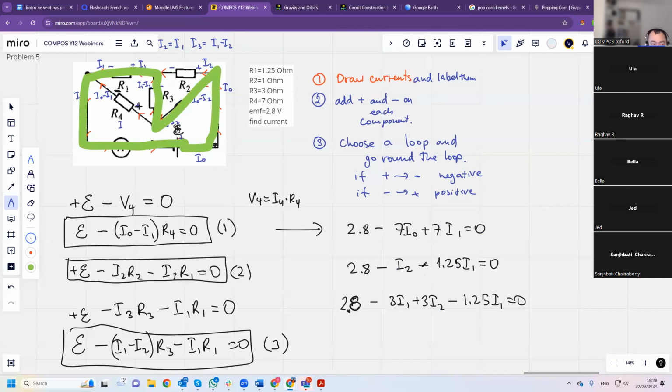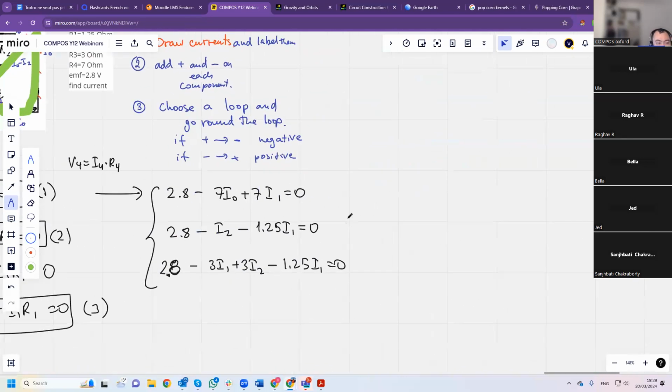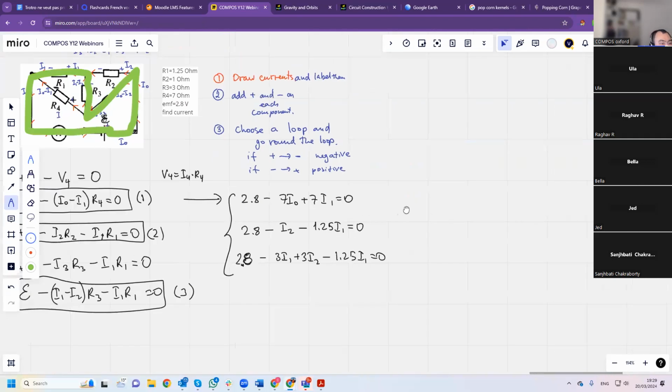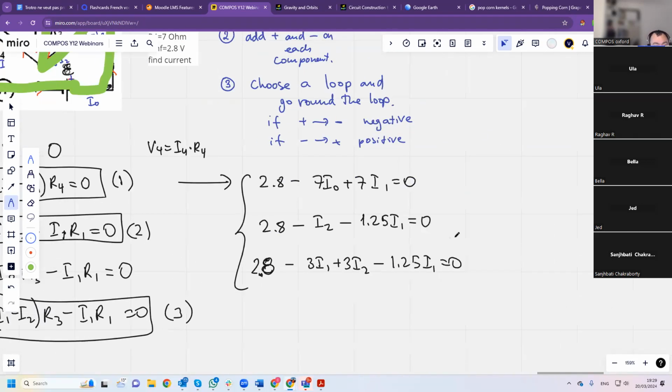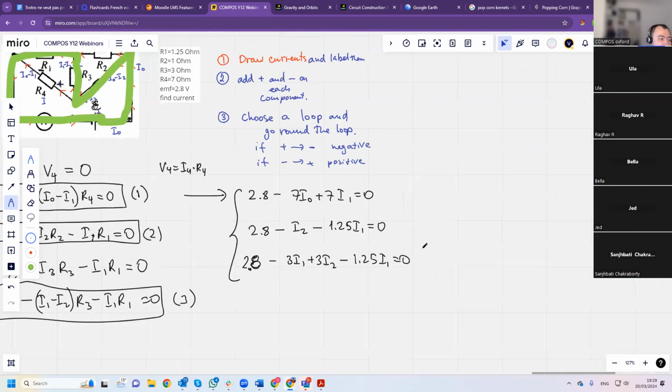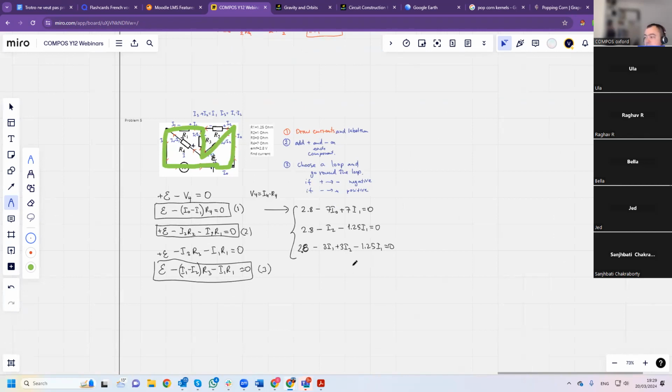As you can see, these are simultaneous equations with 3 unknowns. I don't have time to finish it, but it's doable. So we'll finish it in 2 weeks' time, and I'll go through it in more detail.